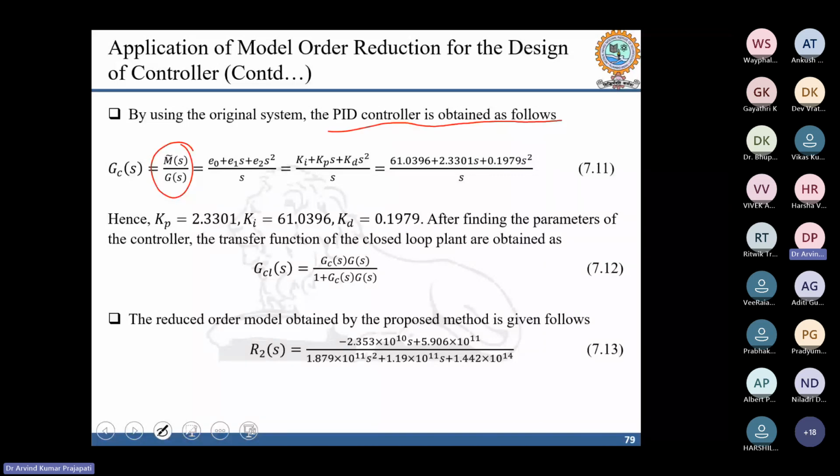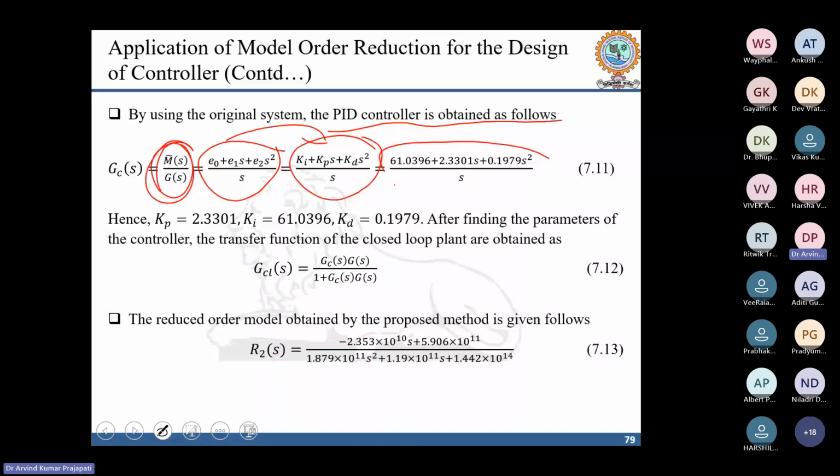This is the PID controller. You can convert this into that form, and if you convert it, we get this. From this comparison, you can get the values of Kp, Ki, and Kd. Similarly, if you know the Kp, Ki, Kd values, then you can implement the controller with the original system, and this is the closed loop response of the original system.